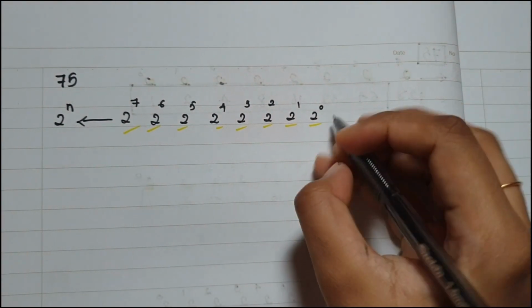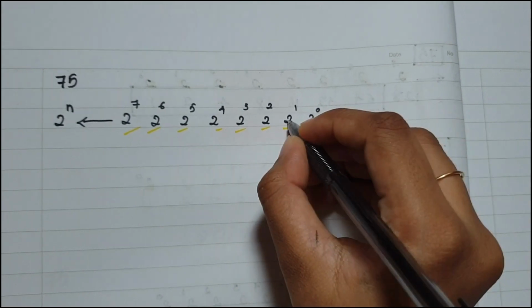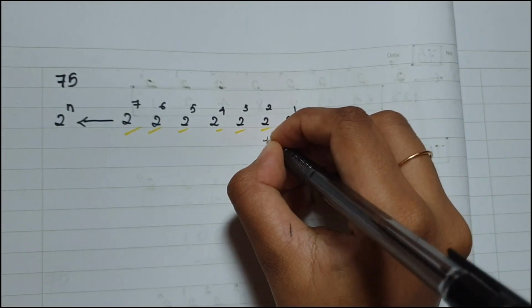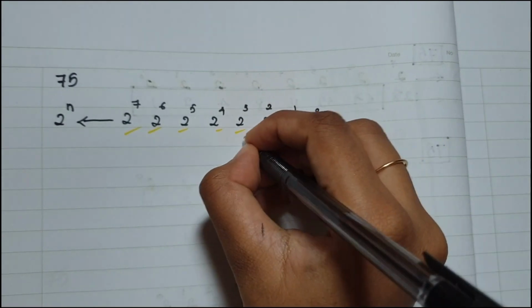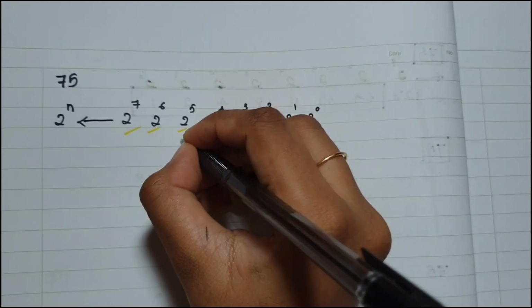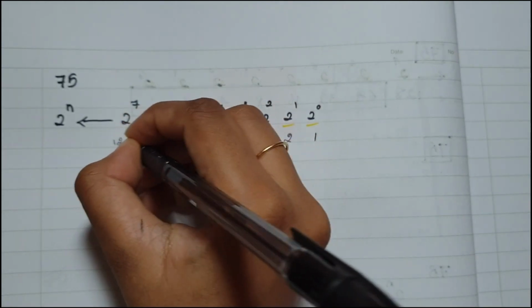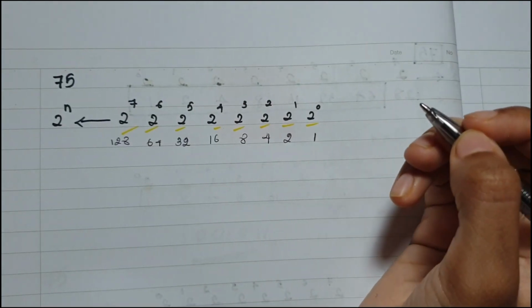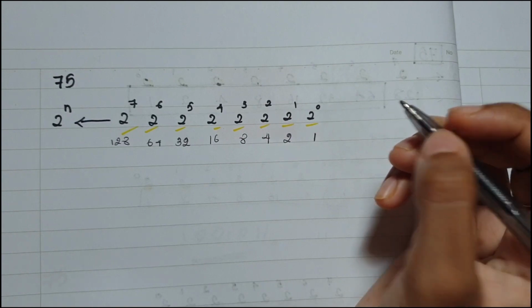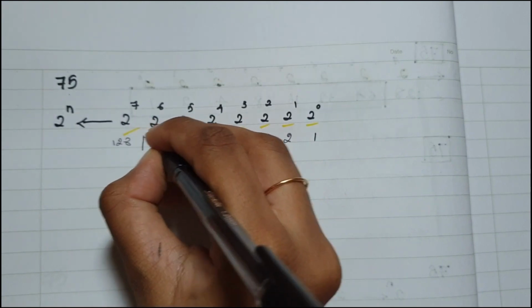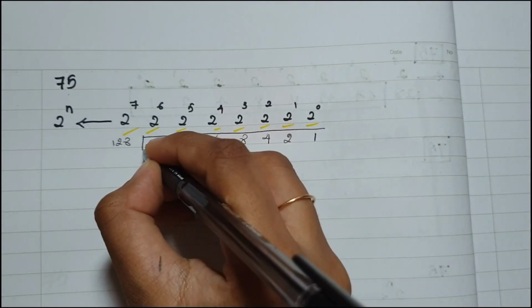2 to the power 0 will be 1. 2 to the power 1 will be 2. 2 to the power 2 will be 4. 2 to the power 3 will be 8. Likewise, 16, 32, 64, 128. Since the decimal number we are considering is 75, we will consider the string up to 64.